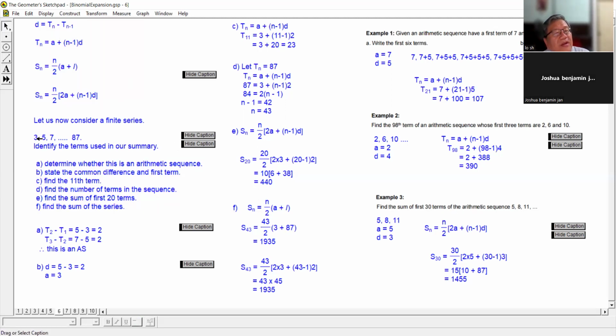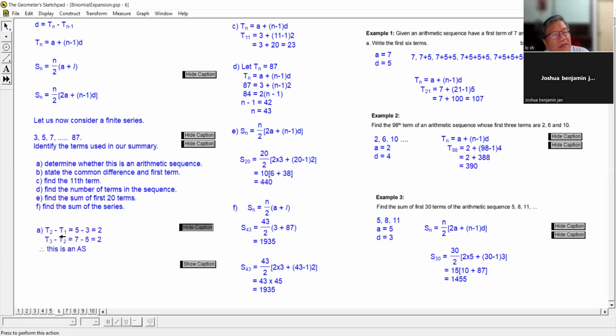Okay, next one. This 3, 5, 7, is it an arithmetic sequence? Yes or no? How do you know? Then I check. I take 5 minus 3. I take 7 minus 5. If every difference is the same value, then we say it's an arithmetic progression, right?